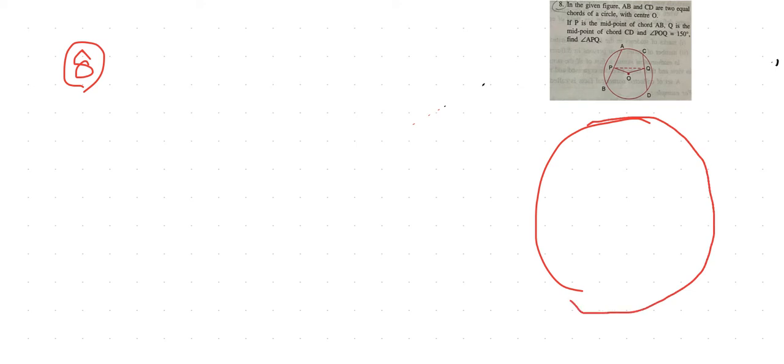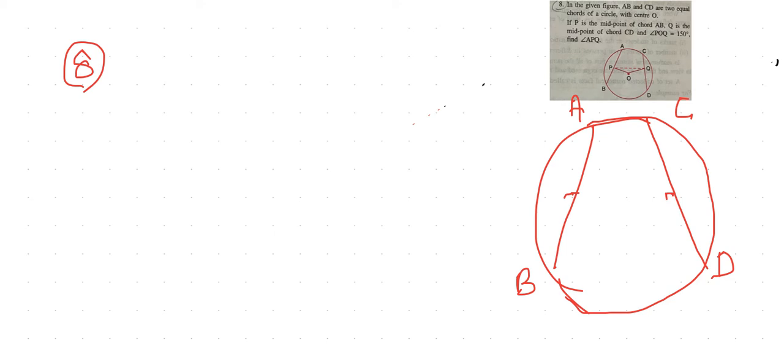So this is your question number 8. It says, in the given figure, AB and CD are two equal chords of a circle with center O. If P is the midpoint of chord AB, okay, so first we'll be drawing the figure, and the figure has been given already. So they have given that AB and CD are two equal chords. So we'll be drawing like that. So this is my AB and this is CD, two equal chords, and then P and Q. P is the midpoint of AB, Q is the midpoint of CD. So this is P and this is Q.